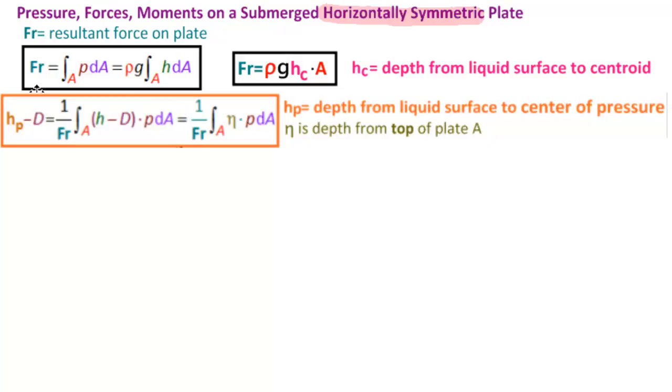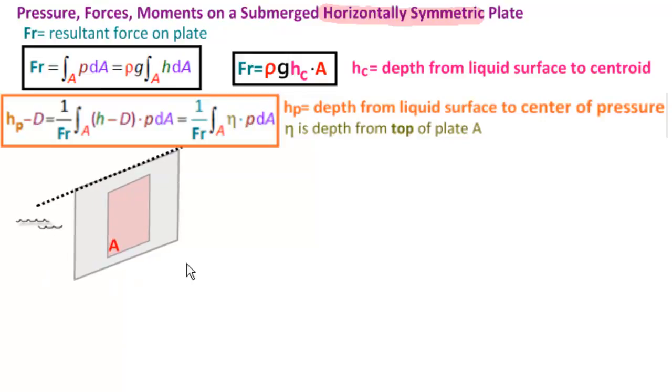Now, it is fairly straightforward to understand the resultant force on the plate. That's the force acting on the plate because of the liquid on the inside. So we're looking at a tank on this side. This is our wall. This is our plate here. And we understand what FR is, the resultant force on this plate from the inside.